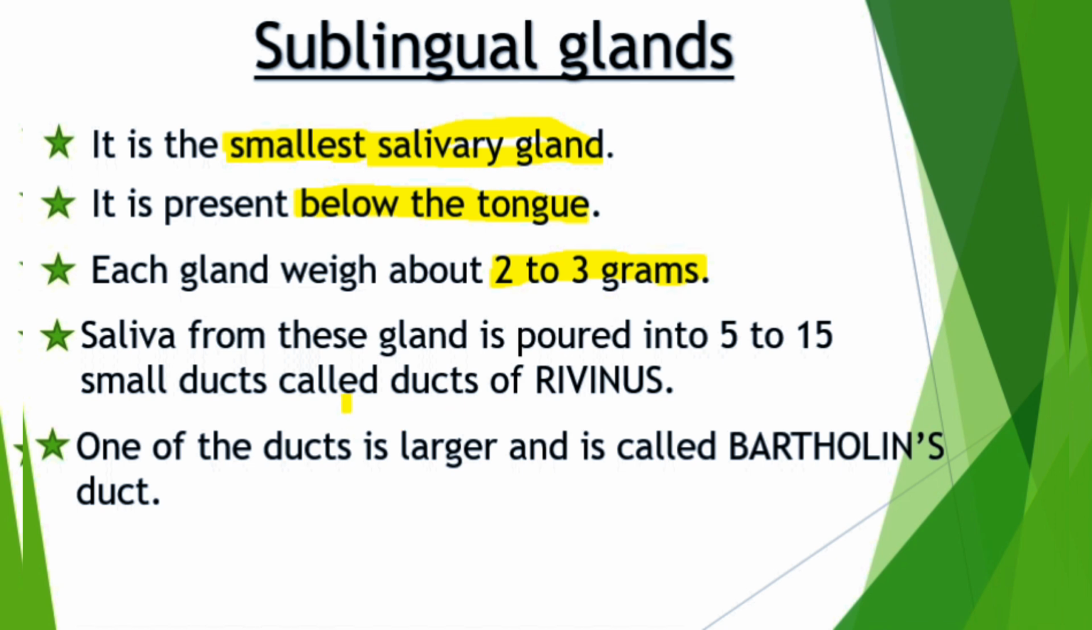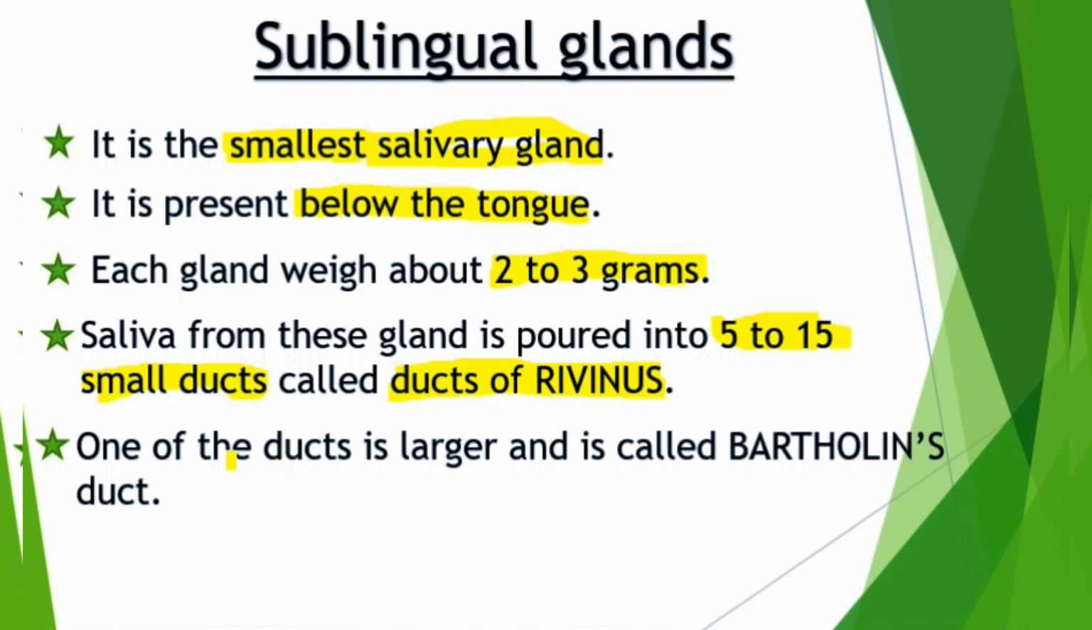As we know, the salivary glands are exocrine glands. It means that the gland has a specialized duct. Now the saliva from these glands is poured into 5 to 15 small ducts. These 5 to 15 small ducts are called the ducts of Rivinus. You should remember the names of the ducts. So for the major 3 salivary glands and their ducts, you should remember the names of these ducts.